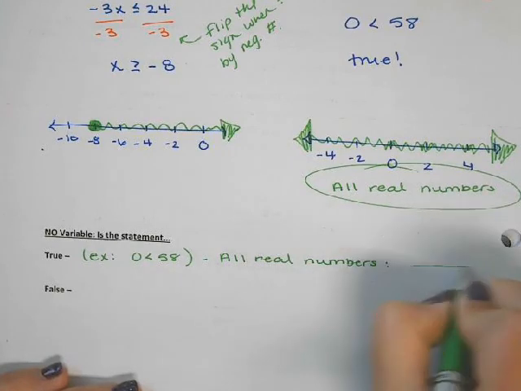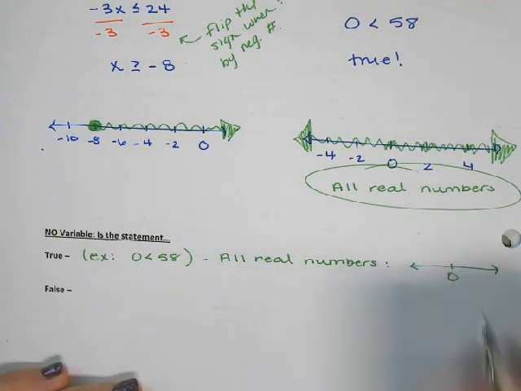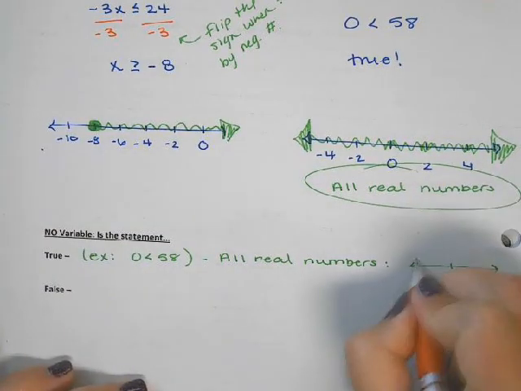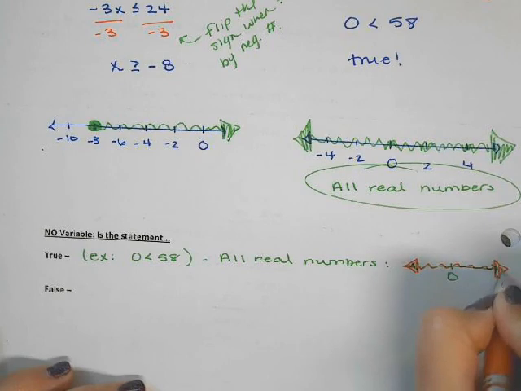And our graph will look like this. A number line with 0 on it, and everything will be shaded.